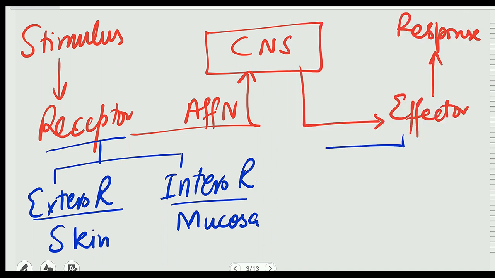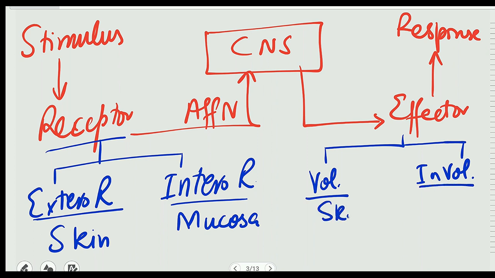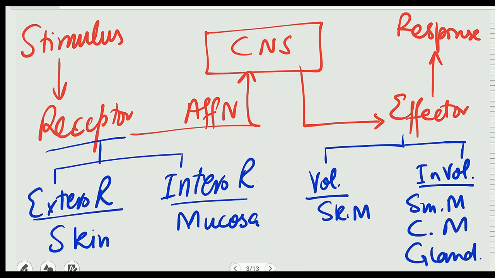Likewise, the effectors are broadly classified into two categories: voluntary effectors and involuntary effectors. The voluntary effectors include skeletal muscle, and the involuntary effectors include smooth muscle, cardiac muscle, and the glands. The voluntary effectors are in our control, while the involuntary effectors are not in our control.